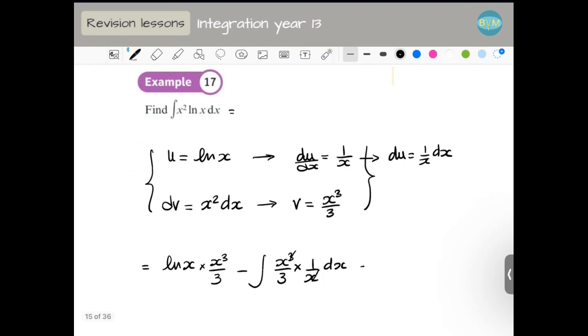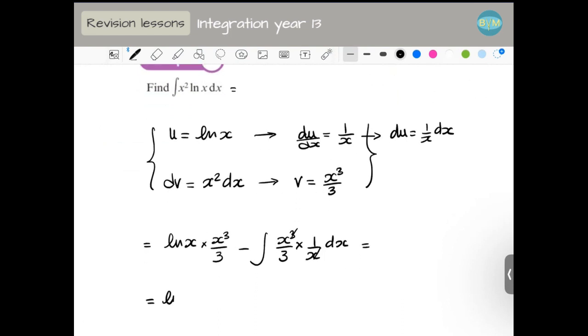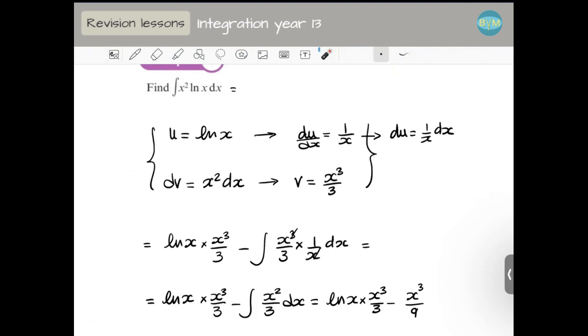Yeah. So I'm going to have ln x times x cubed divided by 3 minus the integral of x squared divided by 3, which is ln x times x cubed divided by 3 minus x to the power of 3 divided by 9. Yeah, so I divide by the new exponent and I have this 3 here. And then plus c. Yes? For everyone? Hannah, Joseph? Okay. I see the thumbs going up there. Okay, perfect.